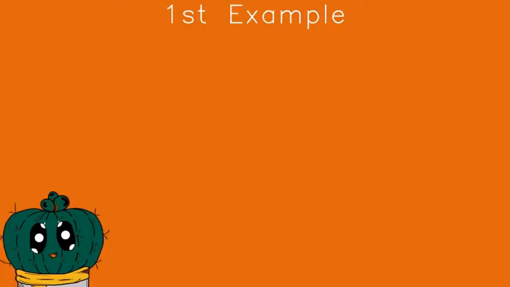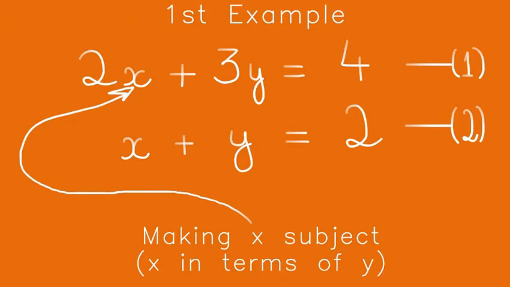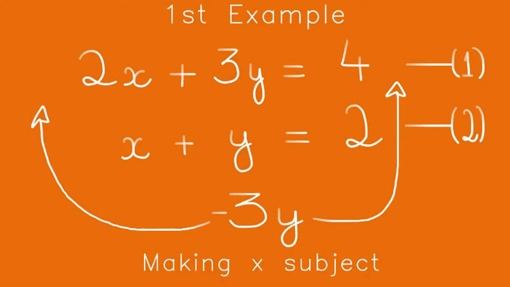Okay, enough of that. Let's try to solve the first example. In this case, it is in terms of x's and y's. The first thing we're going to do is make the first equation in terms of y, making x the subject. What I mean by that is we want x isolated on the left hand side, and whatever is left on the right hand side. So let's do that.